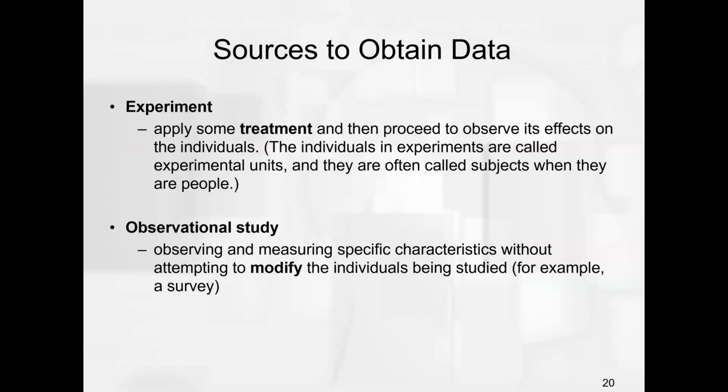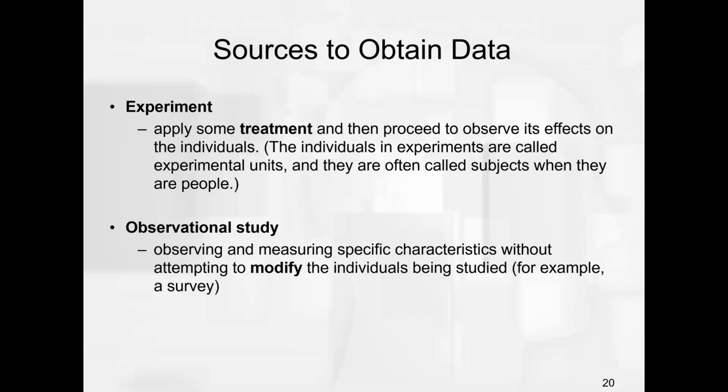When conducting a statistical study, planning is very important, and it is essential that we use an appropriate method for collecting the sample data. In an experiment, we apply some treatment and then proceed to observe its effect on the individuals. In an observational study, we observe and measure specific characteristics, but we do not attempt to modify the individuals being studied.